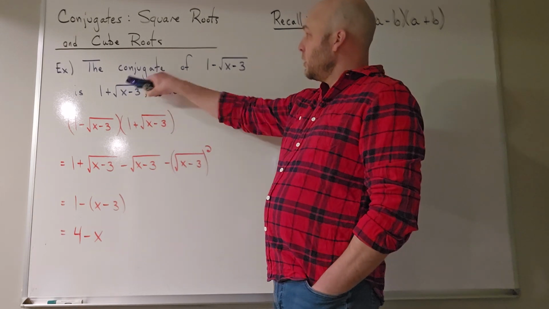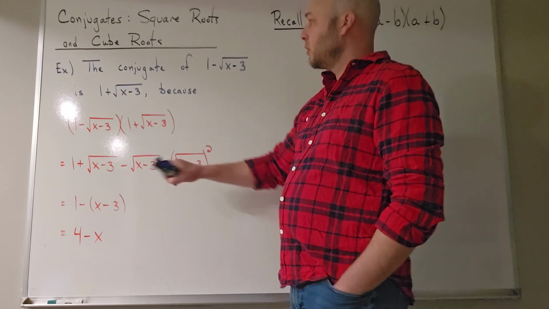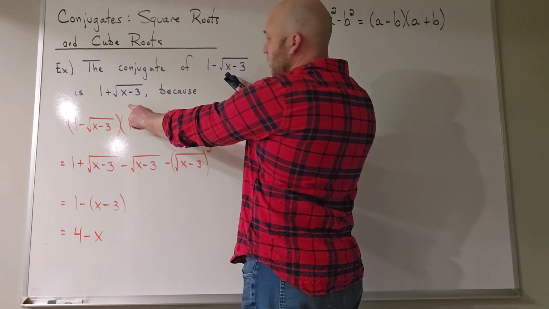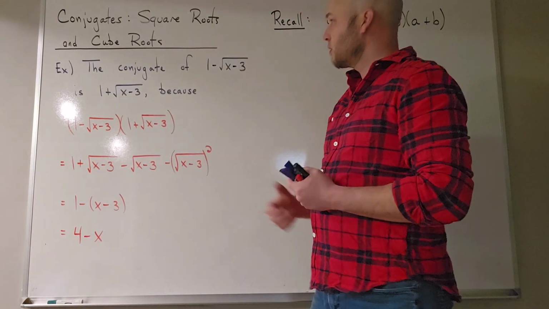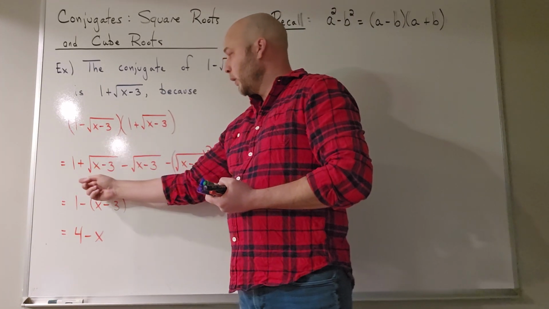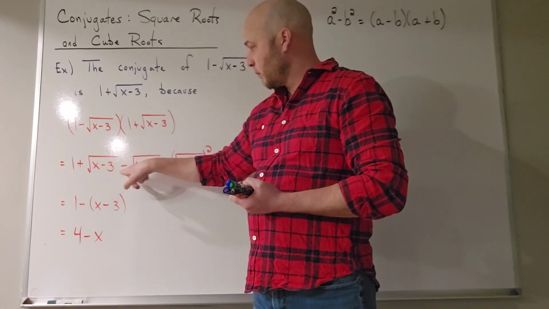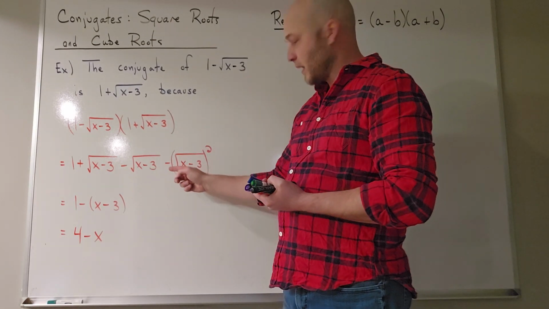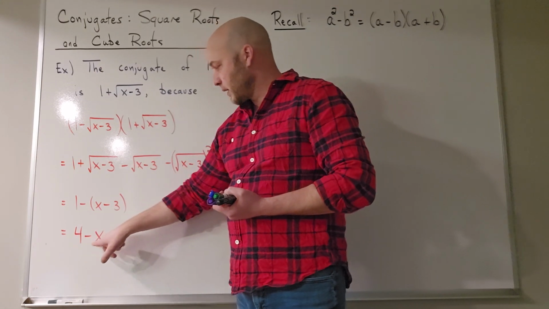Okay, the conjugate of the expression 1 minus the square root of x minus 3 is 1 plus the square root of x minus 3. Notice these two expressions, the only thing that changed was the sign in between. The reason it's a conjugate is when I multiply these two together, if I FOIL it, the two middle terms will cancel, a plus with a radical and a minus with a radical, and then I've got a square of a square root, so that cancels the radical, and I get 1 minus x minus 3, which is 4 minus x.